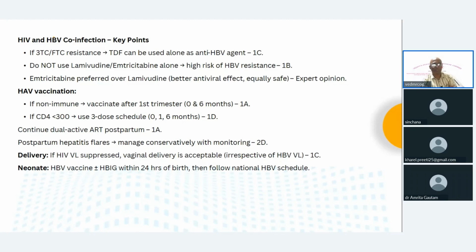Okay, so if you have co-infection, disregard the hepatitis viral load, concentrate on the HIV viral load. If she is fully suppressed, then vaginal delivery is acceptable. For neonates, what we do routinely is hepatitis B vaccine plus immunoglobulin within 24 hours of birth. Don't forget the neonate. Sometimes they will ask you the management, and if you have an option with the neonate, then select the option with the neonate, because that will form the complete treatment for the mother as well as baby.